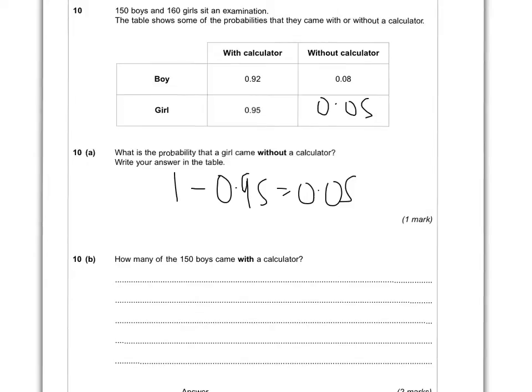From this, it would seem to suggest that girls are more likely to bring a calculator than a boy to an exam. The second part of the question says, how many of the 150 boys came with a calculator? I know the probability of a boy coming with a calculator is 0.92. If I want to work out how many people I expect, or an actual number in this case, I multiply the probability by 150. This probability is almost like a fraction. It's telling you what proportion of the boys had a calculator. So 0.92 of the boys, and there are 150 of them, so 0.92 of the 150 boys. I do that calculation and I end up getting 138.